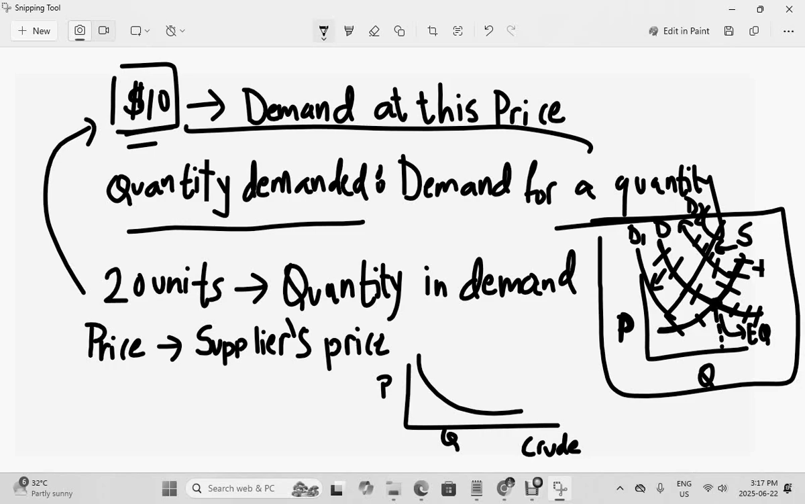As the price goes down, the quantity demanded may go up, but as the price of crude oil goes up, the quantity demanded will go down. When that happens, obviously the total quantity in demand in the market economy is less compared to what it was before. So, less demand.